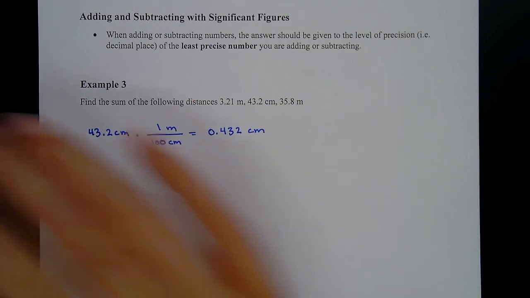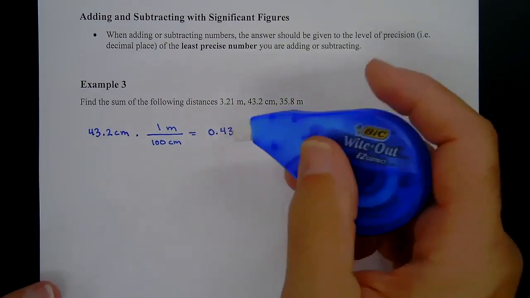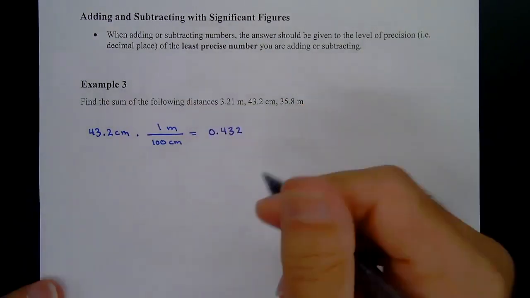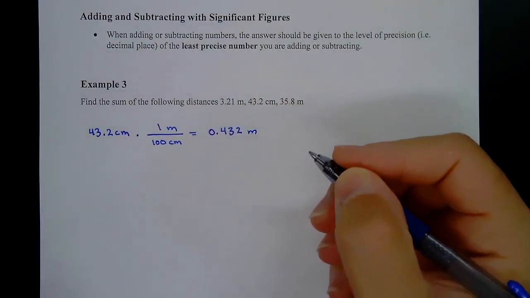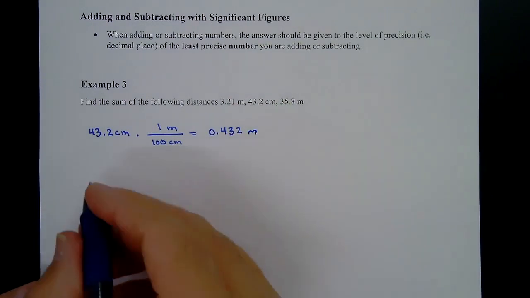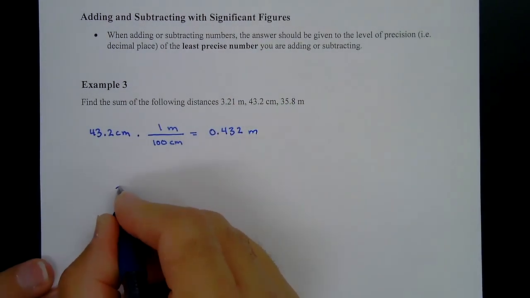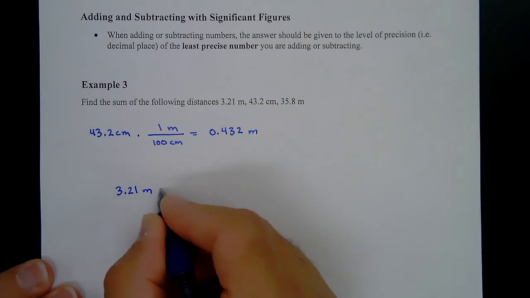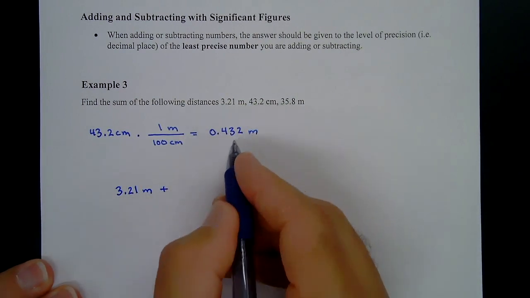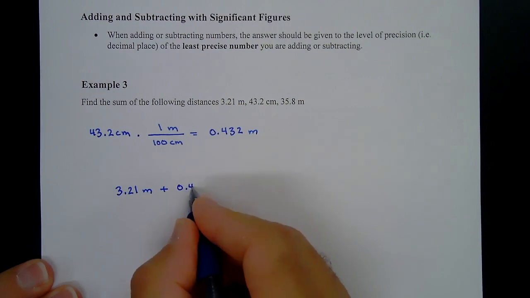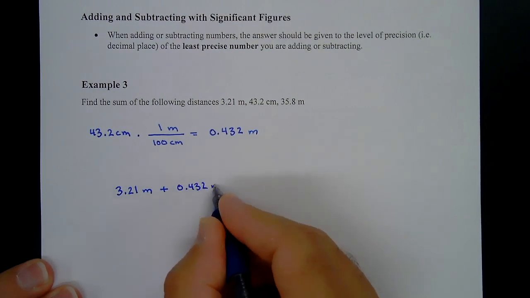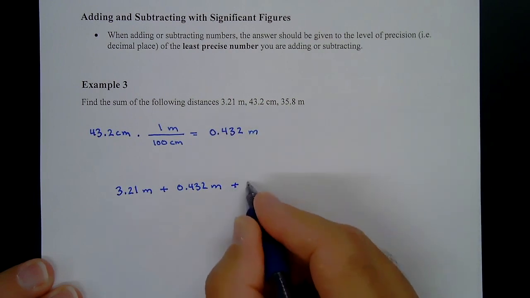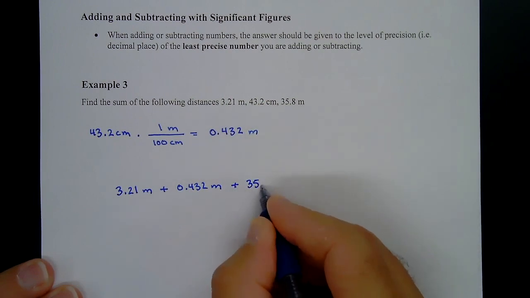All right, oops, you know what? I accidentally put centimeters, but it's actually meters, huh? Let me erase that. Okay, so this should be meters. Okay, so now the sum of the following distances, now we can add them, right? So we have 3.21 meters. We're going to add to that this one, which is 0.432 meters. And then we're going to add to that 35.8 meters.